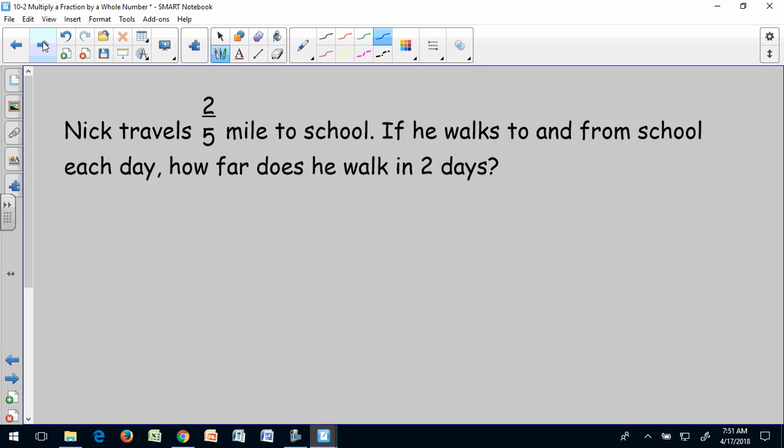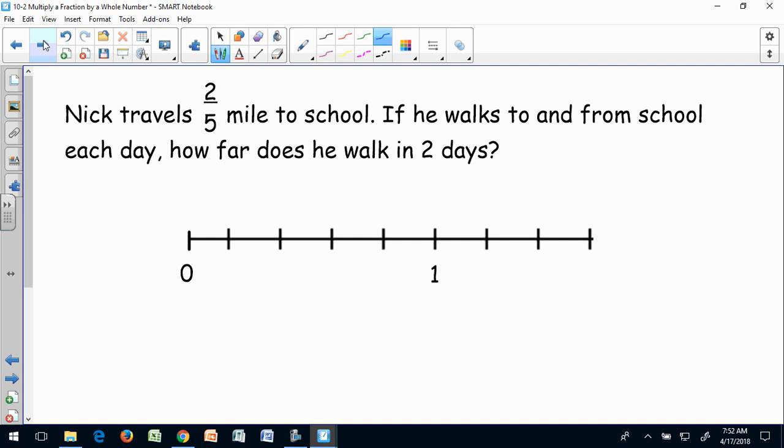Nick travels 2/5 mile to school. If he walks to and from school each day, how far does he walk in 2 days? Let's use a number line to show this one. So Nick travels 2/5 mile to school, but he walks back and forth to home. So I know that actually he's walking 2/5 plus 2/5 every day to and from school. So each day he walks 4/5. And I need to find out how far that is in 2 days.